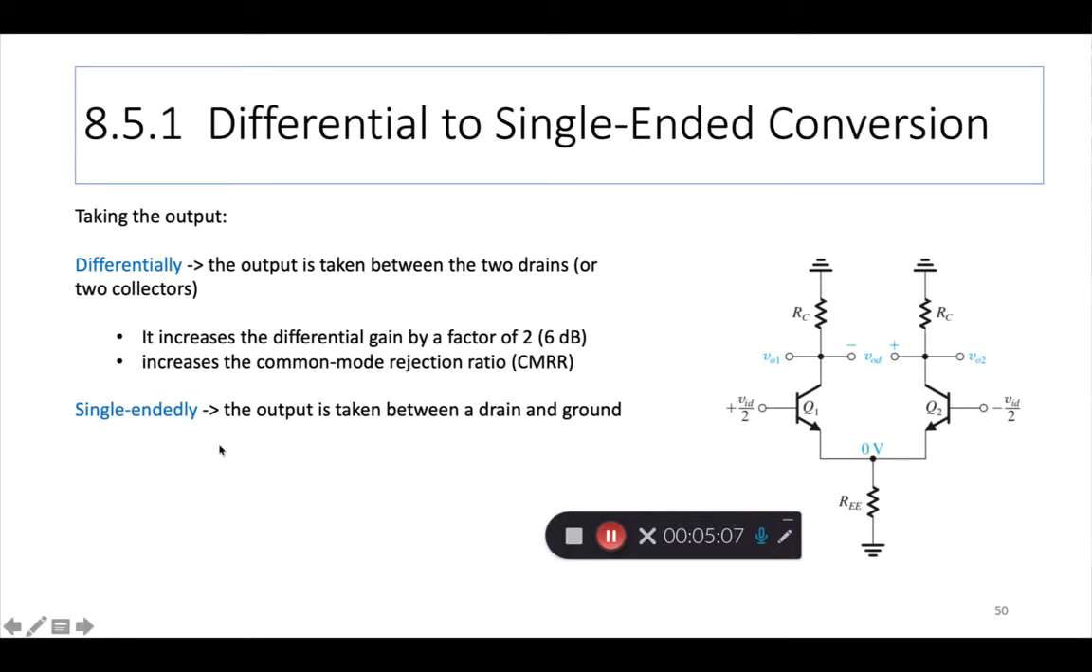So this stuff also we have studied, and we know the advantage of taking it differentially is that the gain is double. It's higher by a factor of 2 compared to the single-ended. Secondly, the common mode rejection ratio, CMRR, is higher if you take it differentially. So these are the two benefits of taking the output differentially.